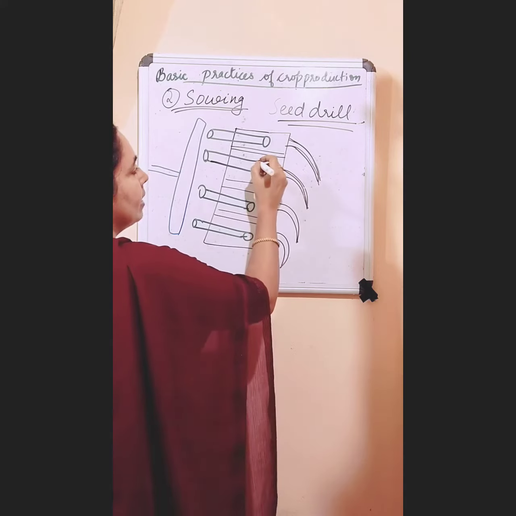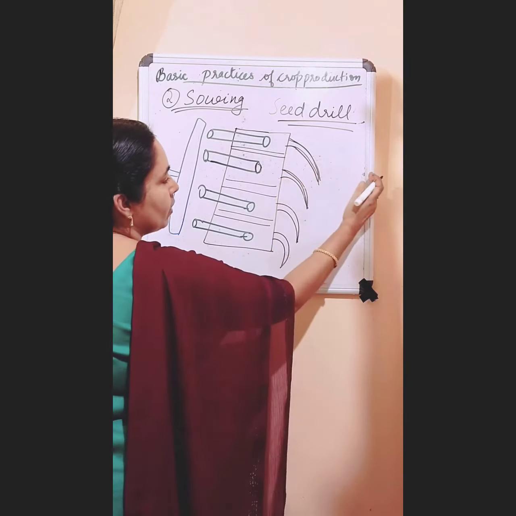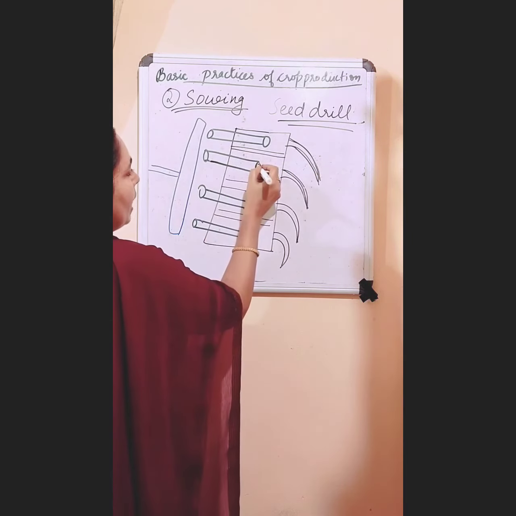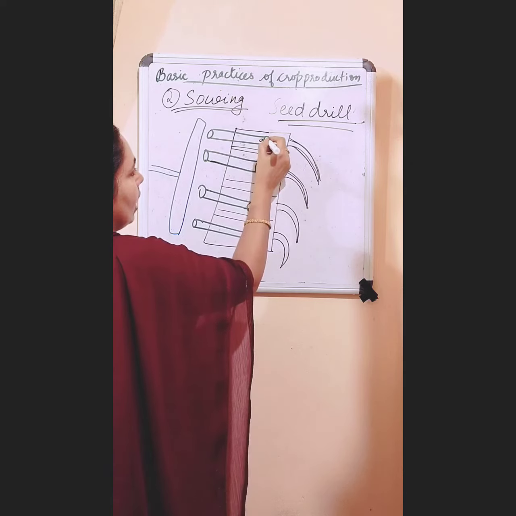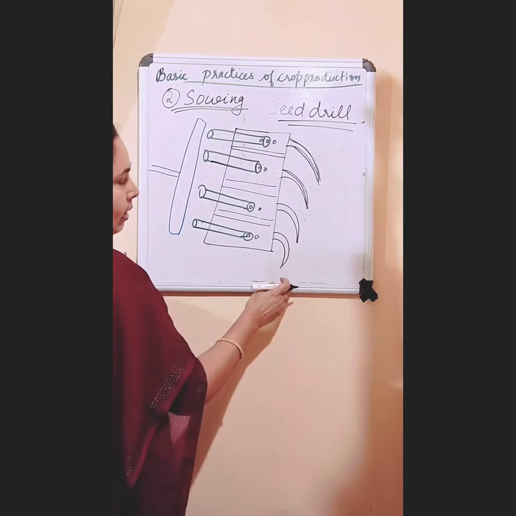And in the middle, there are some pipes attached. So this will pierce and go. Then after that, some pipes are attached. Through these pipes, seeds will come and fall down into the tilled soil.